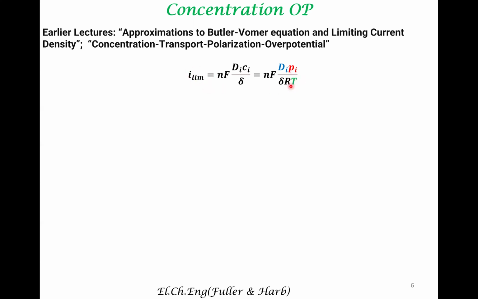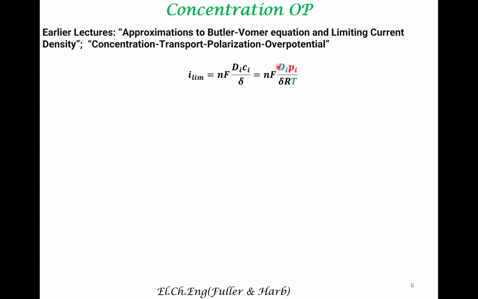Here, the temperature comes in the denominator, which seems to suggest that the limiting current density will decrease with an increase in temperature. But let's elaborate further. As the pressure increases, the concentration also increases. Therefore, the limiting current density increases.